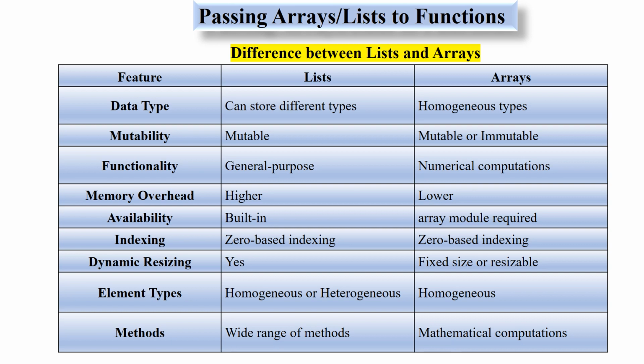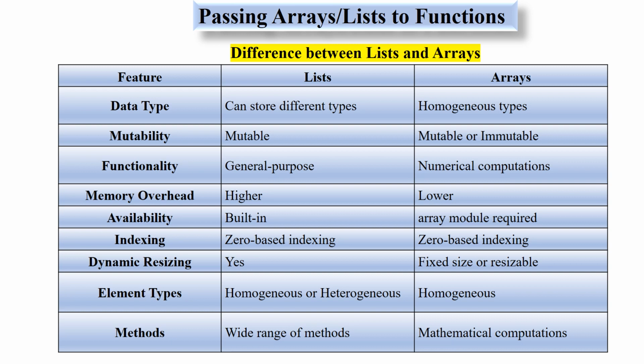specific mathematical operations. Memory overhead. Lists have a higher memory overhead compared to arrays because of their additional functionality and flexibility. Availability. Lists are a built-in data structure in Python and readily available, while arrays require the array module to be imported. Indexing. Both lists and arrays use zero-based indexing, allowing access to elements by their index position. Dynamic resizing. Lists have dynamic resizing, meaning they can grow or shrink as needed, while arrays can be fixed size or resizable, depending on the implementation.